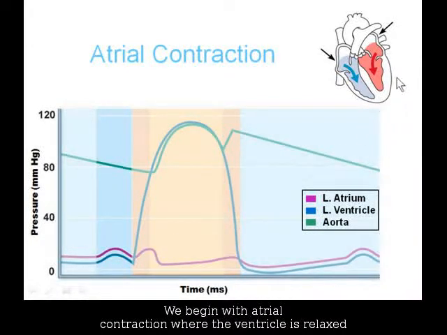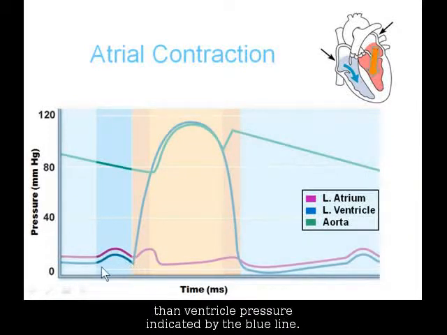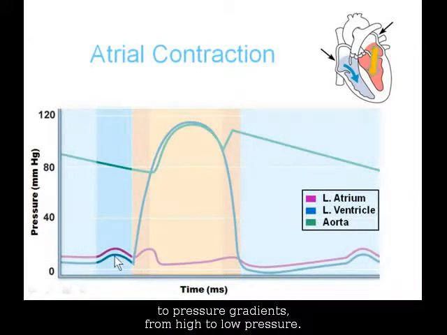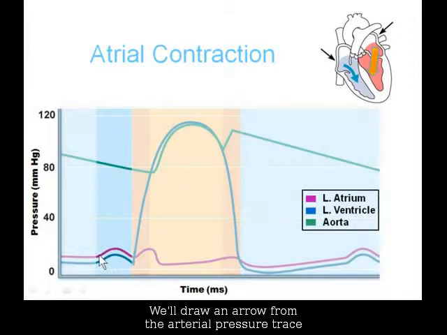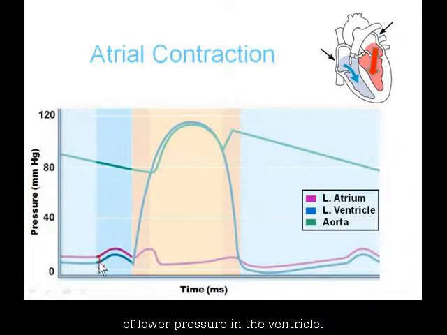We begin with atrial contraction, where the ventricle is relaxed and filling with blood. During this phase, atrial pressure, indicated by the purple line, is higher than ventricular pressure, indicated by the blue line. Blood always flows through the heart according to pressure gradients, from high to low pressure. We'll draw an arrow from the atrial pressure trace to the ventricular trace to indicate this pressure gradient. Blood moves from high pressure in the atrium to an area of lower pressure in the ventricle.